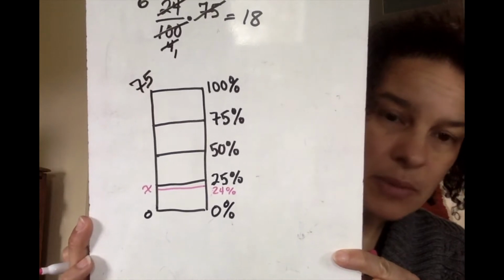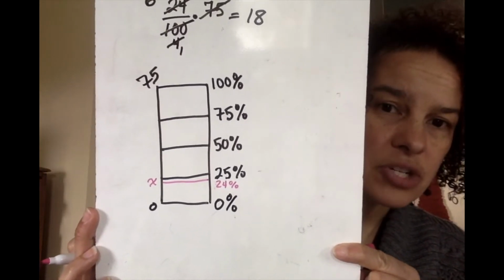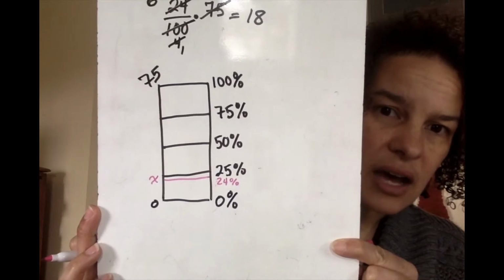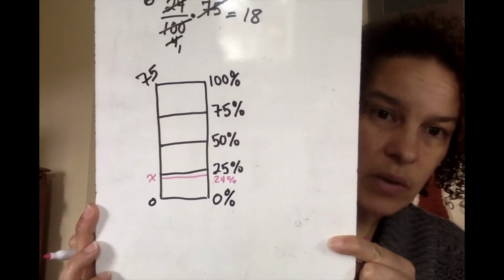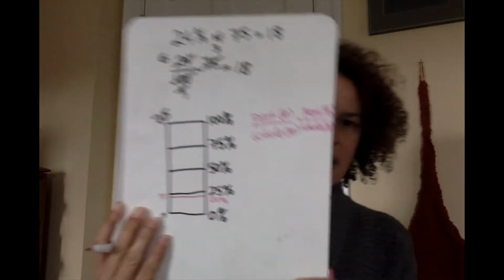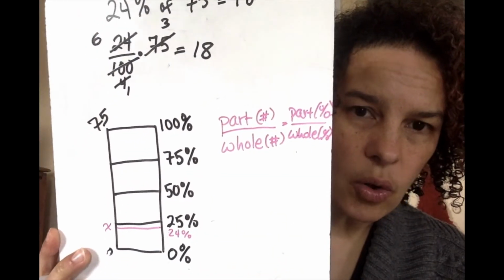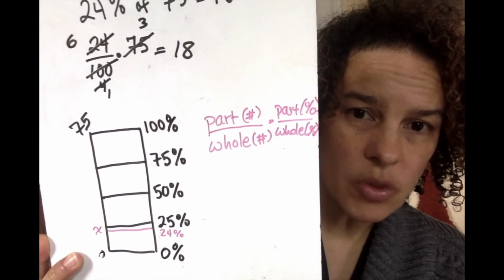So now I'm going to write a proportion. And I'm going to remember that a proportion is one fraction set equal to another equivalent fraction. So I'm going to use the notion of part over whole. I'm going to do part over whole with my number equal to part over whole with my percent. Part over whole with the number equals part over whole with the percent.